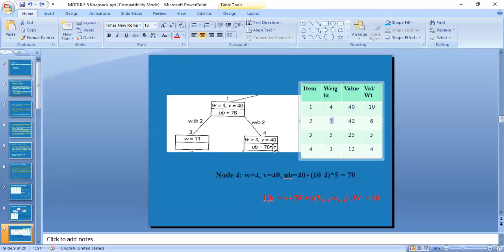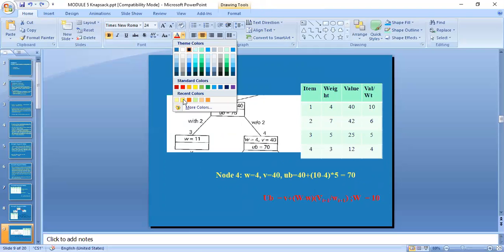Now we will go without item 2. Without 2 indicates that at present you have only the first item in the knapsack. So we just take the values from the parent node. Weight is 4, value is 40. But your i value is 2, that is, you are at the second level. So the next ratio to be considered is for the third item. So here we are going to calculate the value.